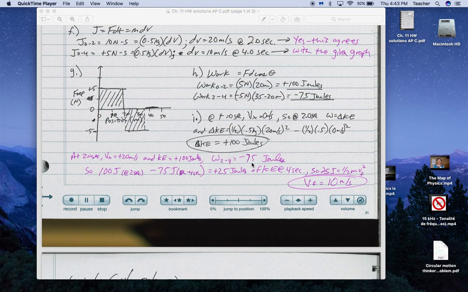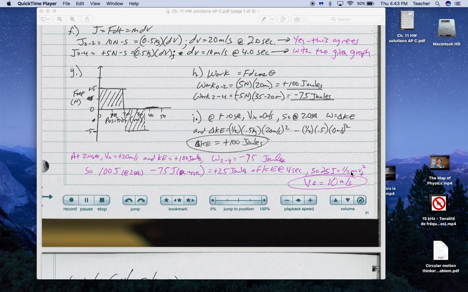From 2 to 4 seconds, we have negative 75 joules of work. So at 4 seconds, we have a total of plus 25 joules of work done compared to when we started. That means that would be how much kinetic energy we have at 4 seconds. That gives us 10 meters per second as a speed for 1/2 times 0.5 kilograms times v squared.